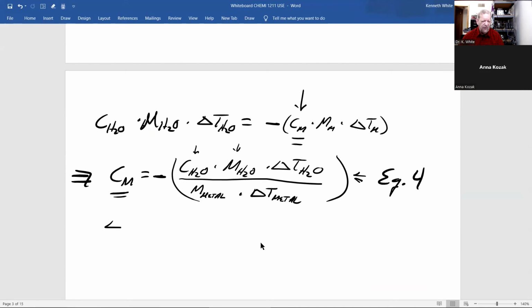Now, delta T water equals the maximum temperature, the final temperature of the water, minus the temperature before you put in the rings, the initial temperature.